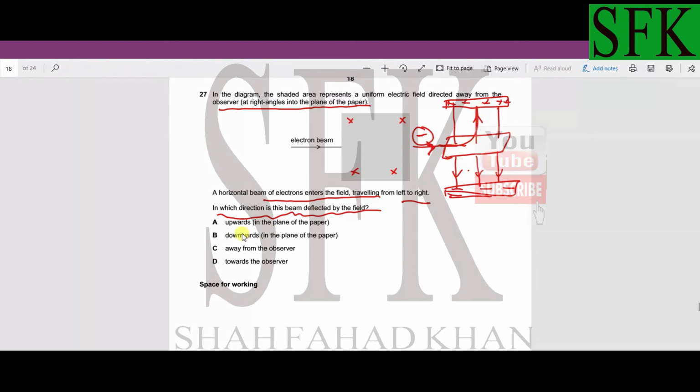So it will move upwards, out of the plane of the paper, not downwards. What about the observer? If, for example, we are looking from above, isn't the electron beam going towards the observer? It's going towards the observer, so option D should be the correct answer. Now let's move on to the next MCQ.